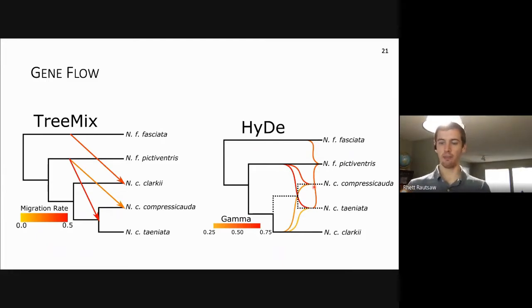This analysis also suggested that Nerodia fasciata pictiventris may be a hybrid between fasciata and clarki lineages. And if you remember, Nerodia fasciata was paraphyletic due to the placement of Nerodia fasciata pictiventris. So this hybrid formation might help explain why that paraphyletic placement occurred. But what I found most interesting was this directional gene flow from Nerodia fasciata into Nerodia clarki.